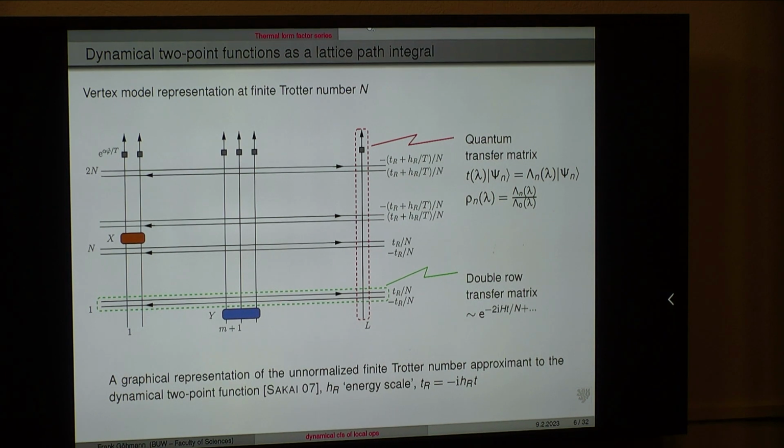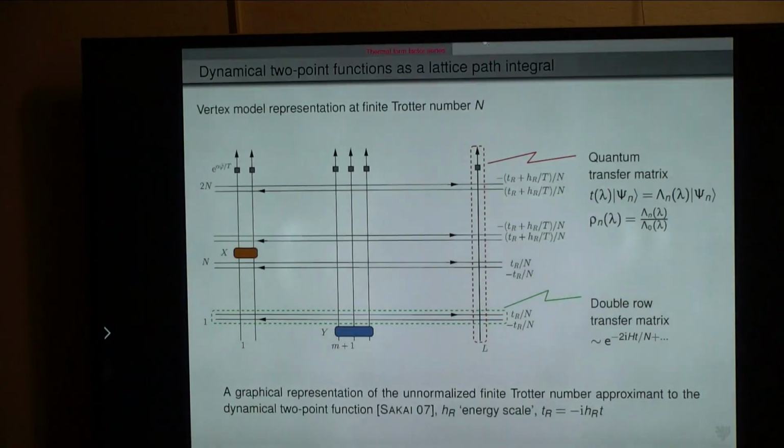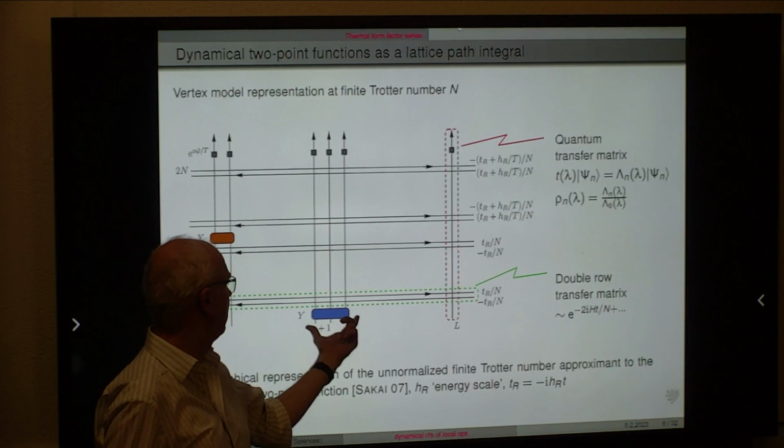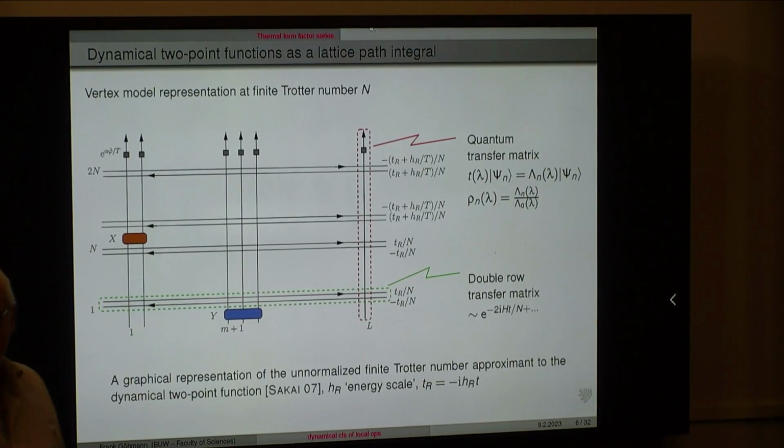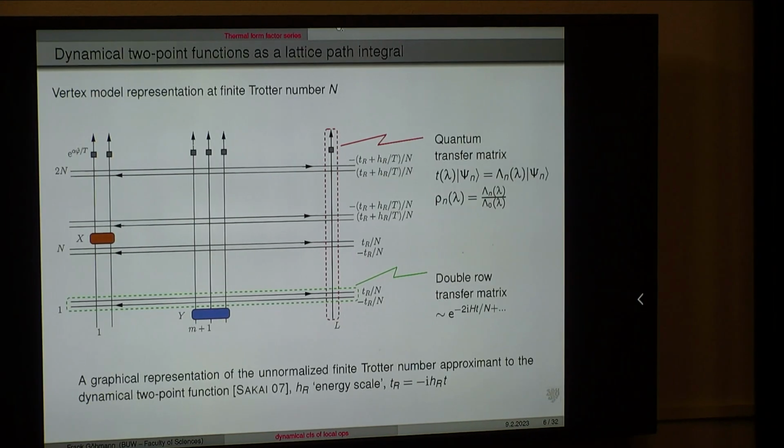Please. Do you have any restriction on your operators x and y? What do you mean by restriction? Should they be point-like operators, or should they be short-ranged operators? We are on the lattice here, so the only thing is that they extend over a finite number of lattice sites. Any operator. But more than one site is possible. Yeah, that's the point here. Okay. Yeah, so that can be more than one.